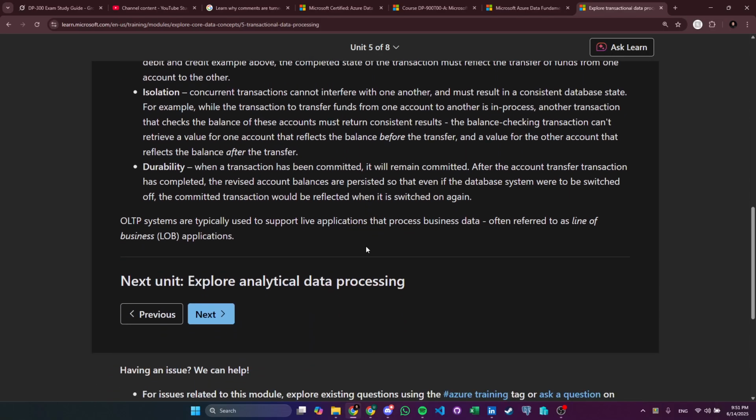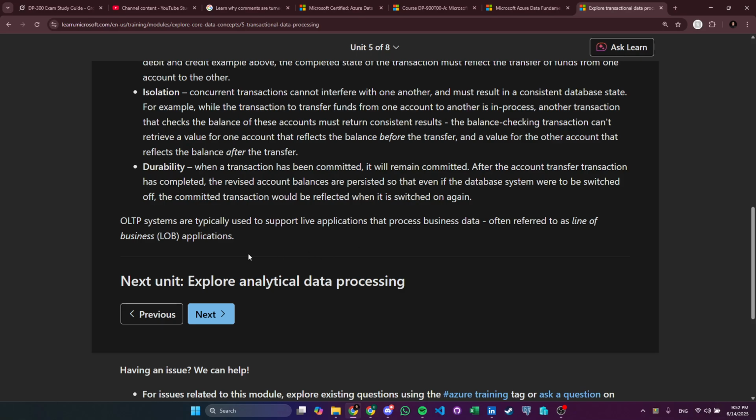Durability. When a transaction has been committed, it will remain committed. After the account transfer transaction has completed, the revised account balances are persisted so that even if the database were to be switched off, the committed transaction would be reflected when it is switched on again. So, for example, I removed $5 from account number 1 to account number 2. If I switch off my system, it's not supposed to revert. Whenever I shut down my system and turn it back on, it retains its last updated data. It updates regularly. It automatically saves its own data.